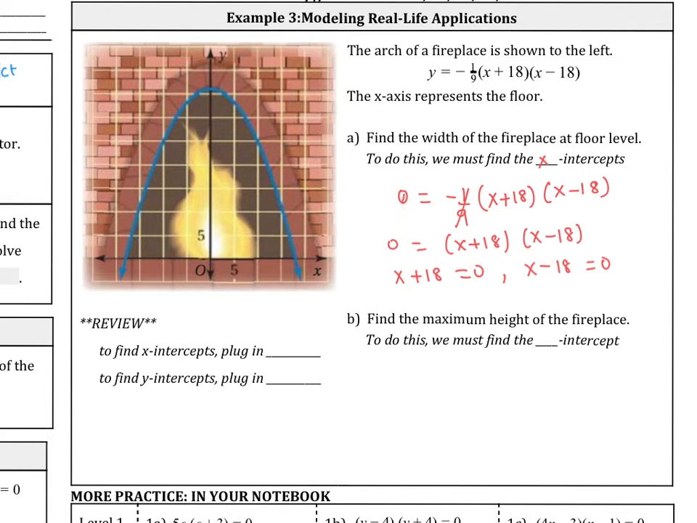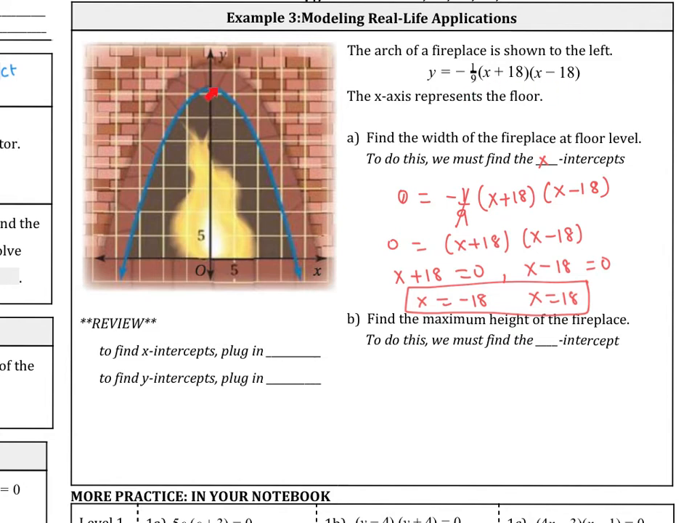A times b equals 0. You got either a equals 0 or b equals 0. And then you got two x values. So here you're going to subtract 18 on both sides. You got x equals negative 18. In this case, you're going to add 18 on both sides and you get x equals positive 18. So these are the two x-intercepts you got from this equation.